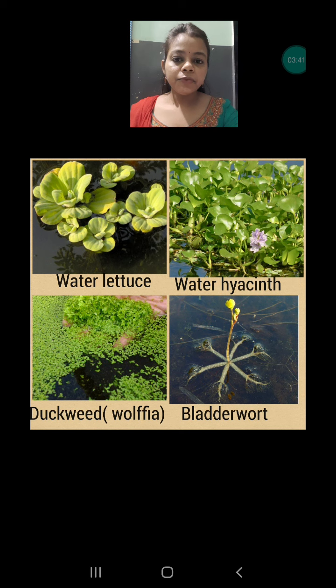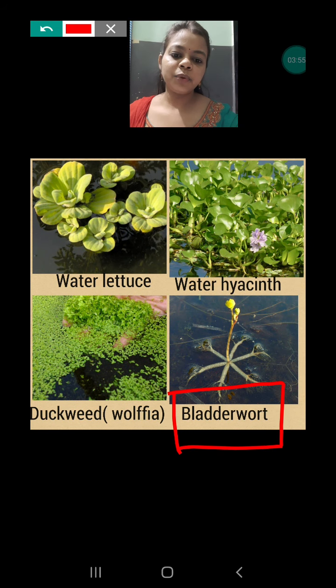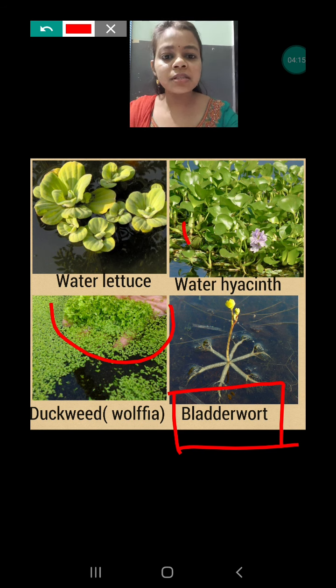Some examples of floating plants are water lettuce, water hyacinth, duckweed, which is also known as wolffia, and the bladderwort. Bladderwort is an example of a carnivorous, insectivorous plant also. You can see there is no developed root. If you see this picture, we are taking duckweed in our hand. You cannot see any root in this plant. So these plants don't have any developed root, or if some plants do, like this water hyacinth, it has very little root, and that is also floating along with the leaves and flower.